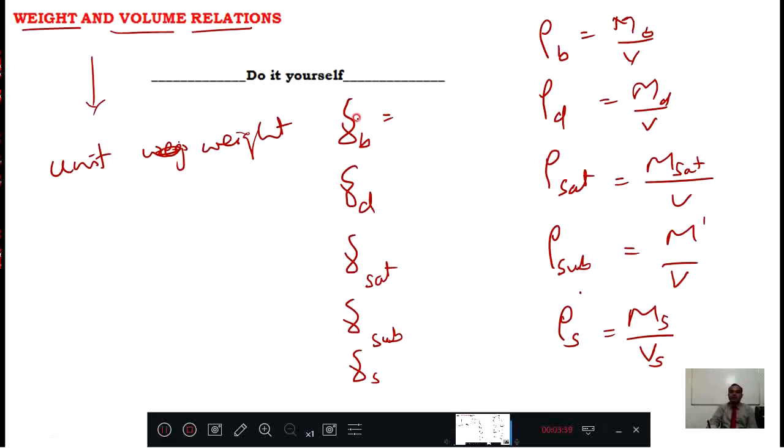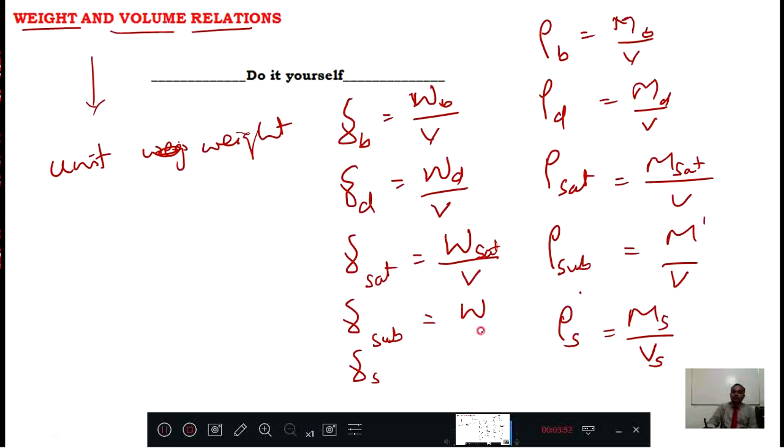Like that, when you come to the unit weight, this is weight of bulk soil divided by total volume, weight of dry soil divided by total volume, weight of saturated soil by total volume, and weight of submerged soil divided by total volume, and this is weight of solids to the volume of solids. That I left to you. Just write the definitions the way you wrote the definitions for densities, the same way for all these things.